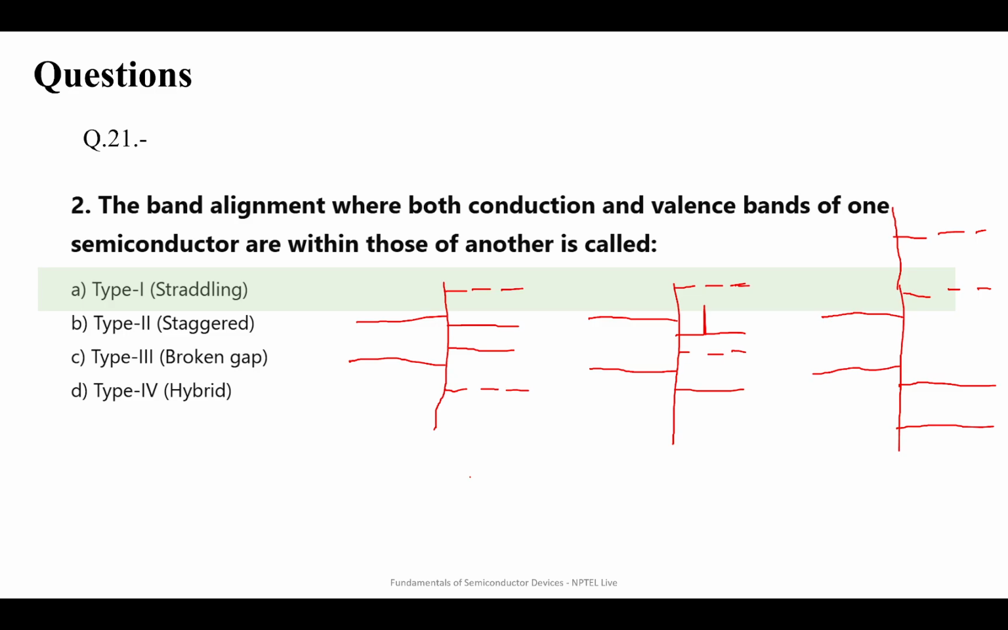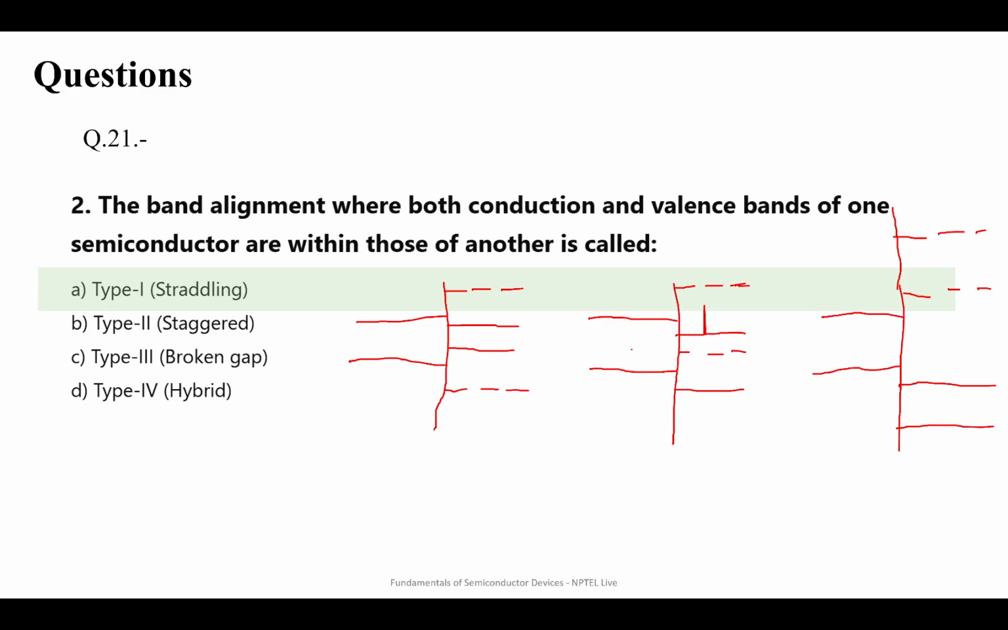Sir, can you explain the type 2 one more time? So in type 2, you see there is partial band gap overlap. The conduction band 1 and conduction band 2 are here, the valence band 1. So here, if I take this solid line, you can see the conduction band of the second material is inside the band gap of the first material, but the valence band is outside the first material.